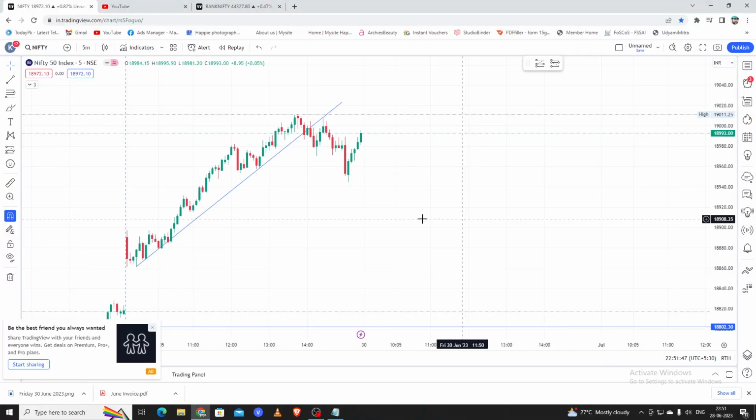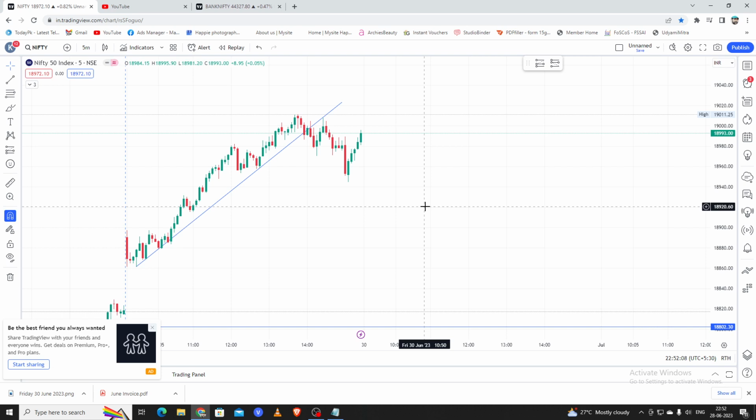Pivot options. Welcome back. I'm going to share a strategy which will work very well. First, I will share today's market from Nifty, and I will show how this strategy works.